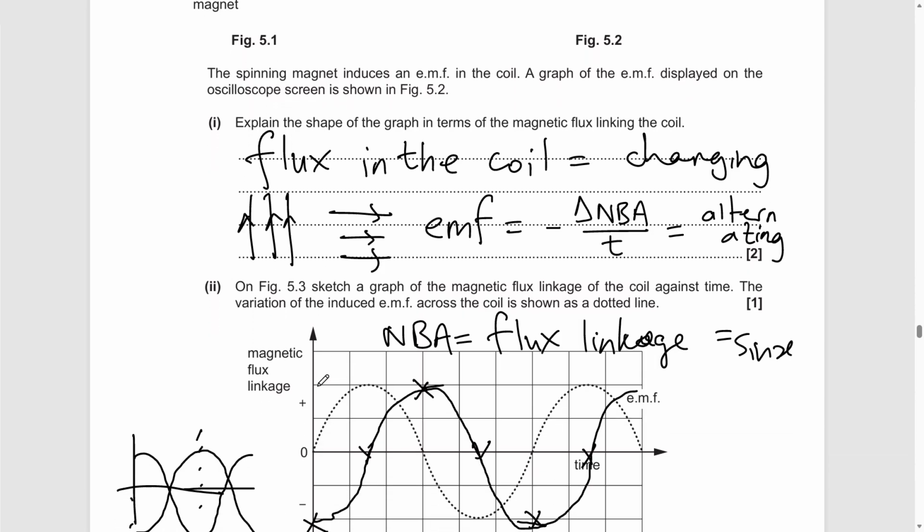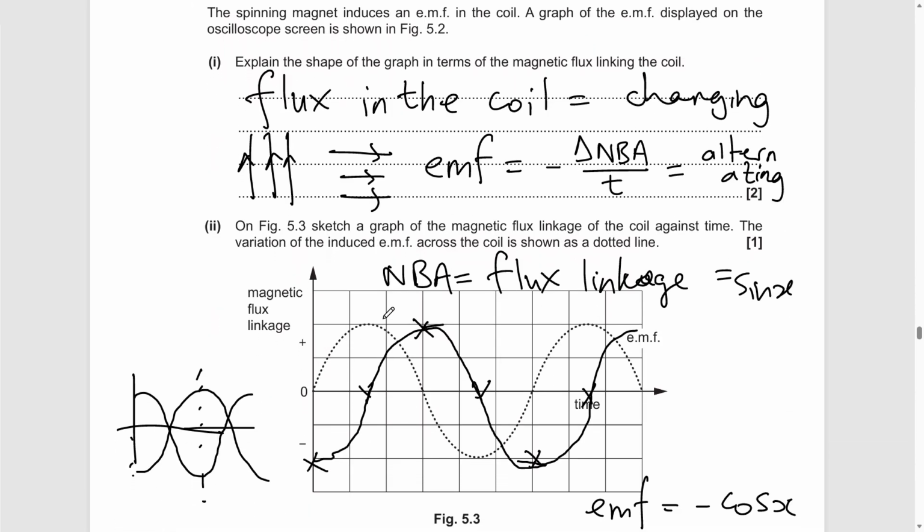In this question, the dotted line is NBA, and whenever you do EMF is equal to the rate of change of flux, you're basically differentiating. So if the flux linkage, the dotted line, is sine x, you want to differentiate, and that becomes the negative of that. So when you differentiate sine x, you get cos x, and the graph you want to plot is minus cos x.